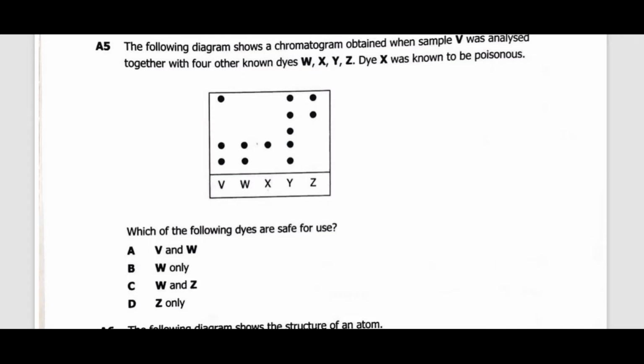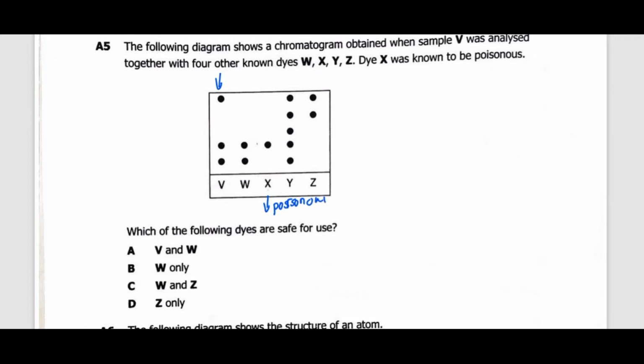Okay, so now let's analyze this one. So the sample is our V. So this is our sample. Then we have the other non-dyes where we have this is our W. So W has 2 spots. Then for X we have 1 spot. Then Y we have these. Z we have this. Now let's focus on X, since we are told X is poisonous.